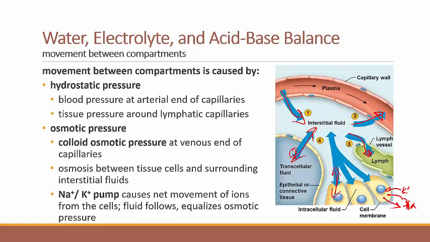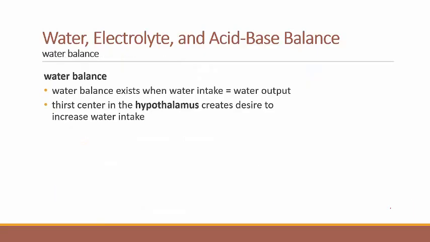Last of all, water balance. Water balance exists when our water intake equals our water output. And so water intake is all managed at the hypothalamus. So if the body becomes low on water, then the hypothalamus will produce nervous signals that will increase the desire to drink water, and so we become thirsty. So it's in the thirst center of the hypothalamus that all of that is being managed.